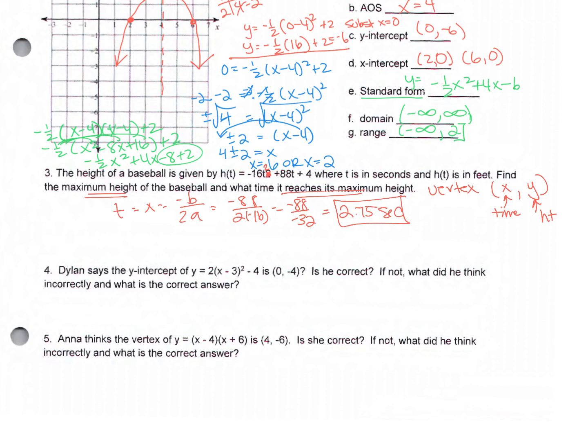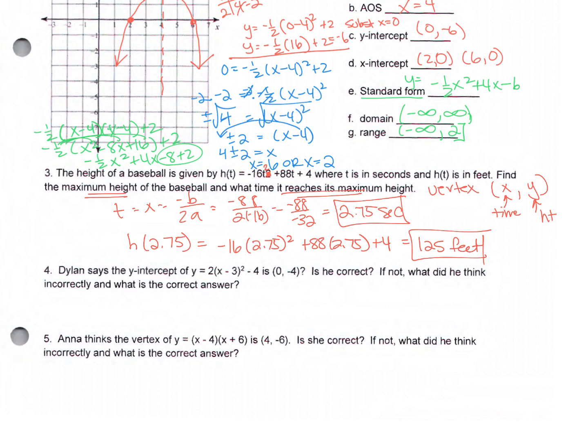To find its max height, I'm going to substitute that time in. So I want to know the height when the t is 2.75. So I've got negative 16 times 2.75 squared plus 88 times 2.75 plus 4. We're going to stick all that in our calculator, and we're going to get 125 feet for our max height. So let's take a look at the next problem.